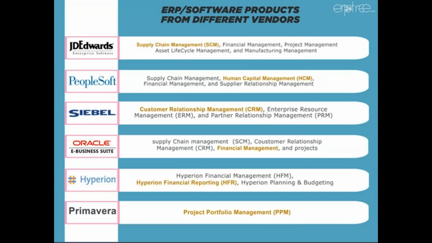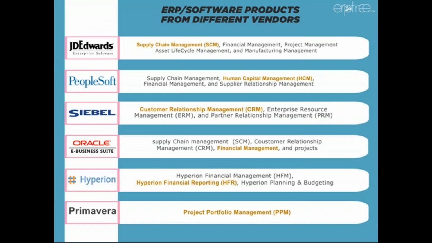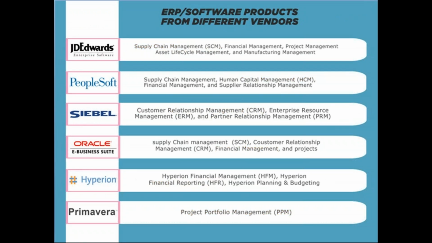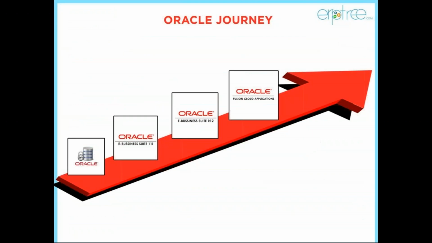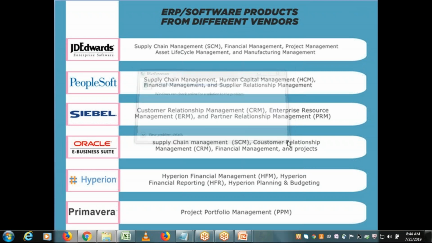Okay. So when I talk about EBS 11i or Release 12 versions, that is a completely Oracle product. But when I talk about Fusion Applications, the solution is not just from Oracle products. From the products Oracle acquired, they took the best solutions and built the ultimate product called Fusion Applications.